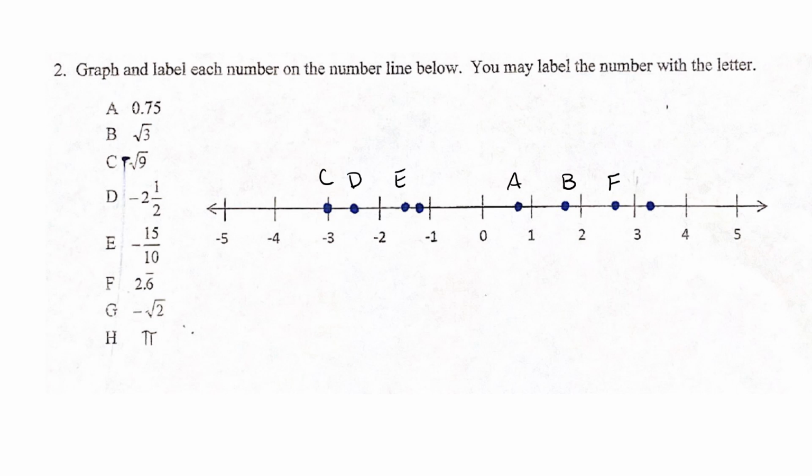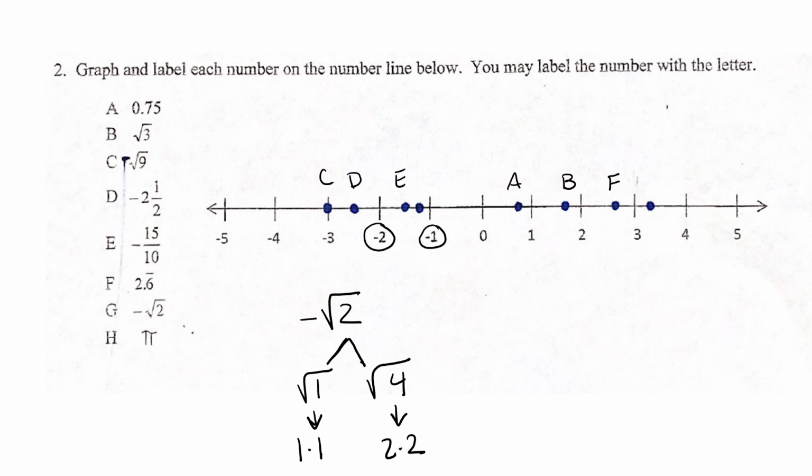For the next point, point G, we have the negative square root of 2. We cannot solve the negative square root of 2, so we break it down into what we can solve. We can solve the square root of 1 as 1 times 1. We can solve the square root of 4, which is 2 times 2. So we know our answer is going to be between 1 and 2. Because it's negative, we know that our answer is going to be a negative 1 point something. We've already labeled E, so that means that the other point is going to be labeled as letter G.